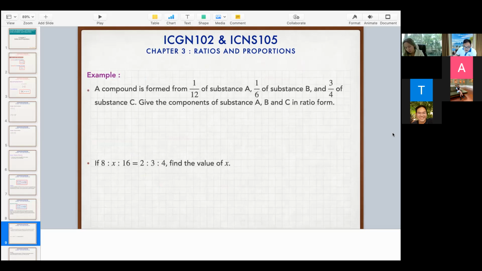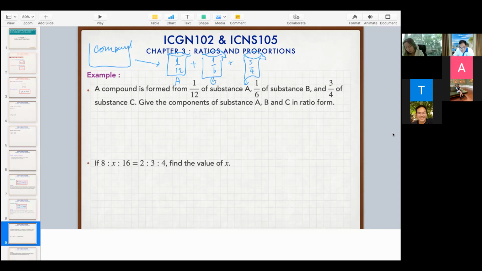Okay, so in here, first one, let's see the example here. A compound is formed from 1/12 of substance A. Okay, let me just draw the picture to help us understand more clearly. If we have a compound, this compound substance comes from 3 parts, substance A, B and C. They come from different proportions. From substance A we have to use 1/12, substance B we have to use 1/6, and substance C is 3/4.